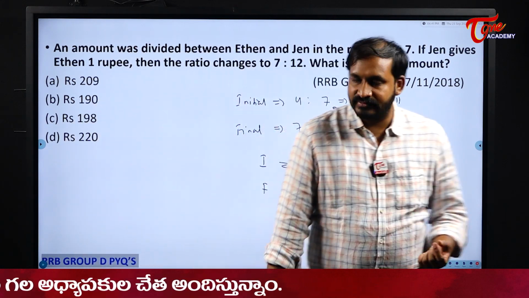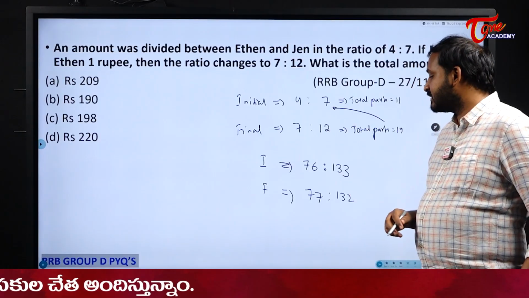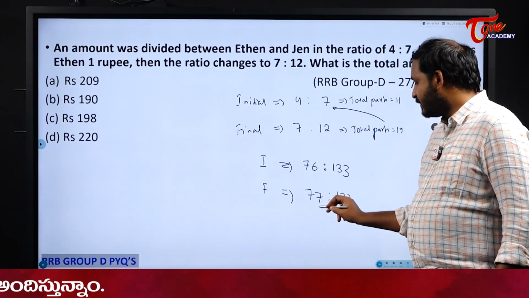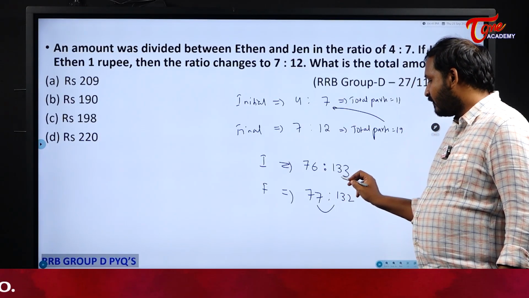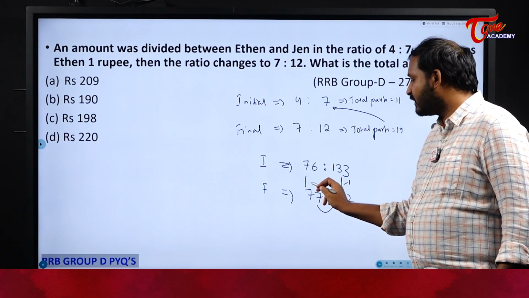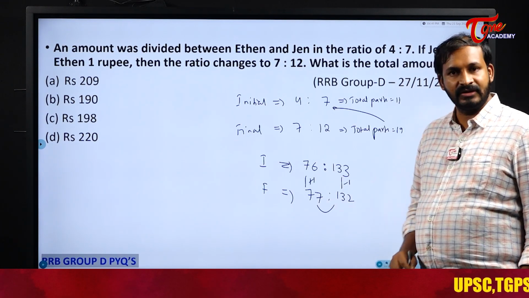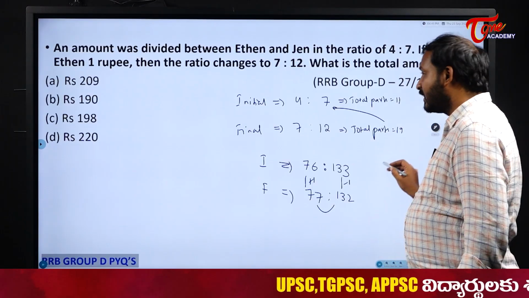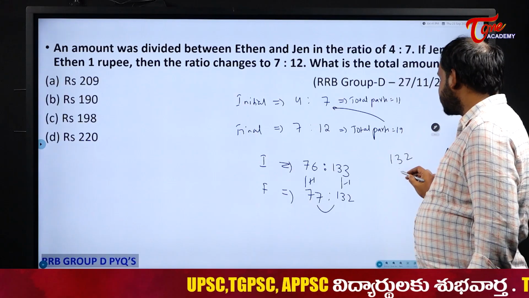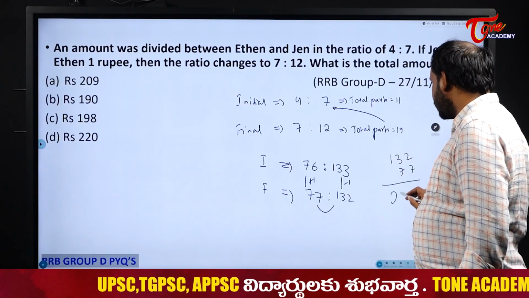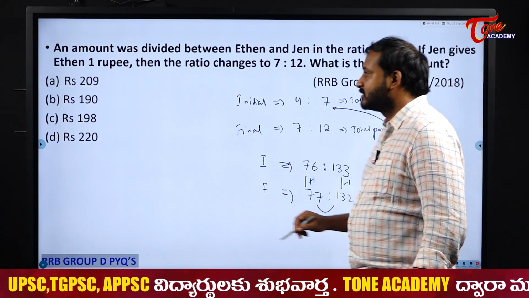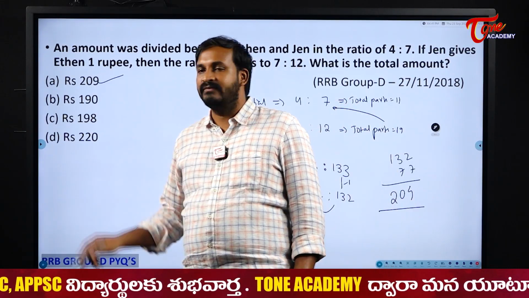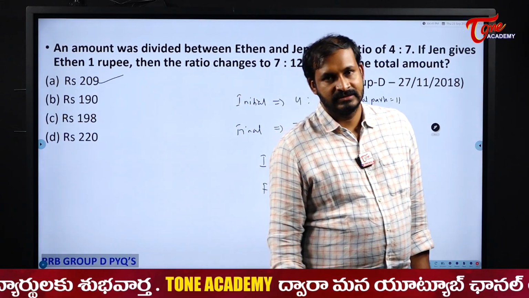What is the total amount which we can say here? 76 plus 133. Why? Because from here to here, what is the difference? 1 rupee was reduced here and here 1 rupee was increased. The same ratio, right? It was dropped by one part and it was increased by one part. So what is the money here? 132 plus 77, it will become 209. So 209 rupees is the total money which they are dividing between themselves. Okay.